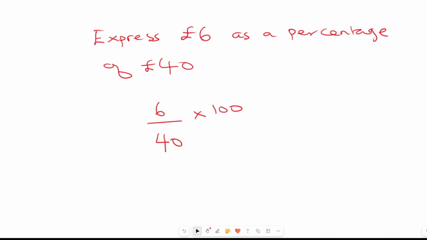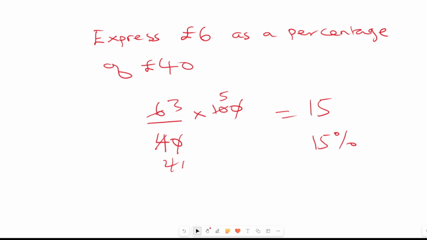So this one, we will go this, that, here 2, here 5, here 1, here 3. Multiply this and 15. So 15%. So expressing £6 as a percentage of £40 will leave us 15%. Okay. And you can do it with so many things.